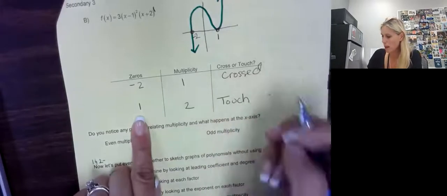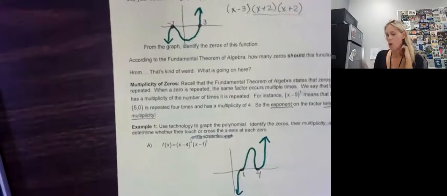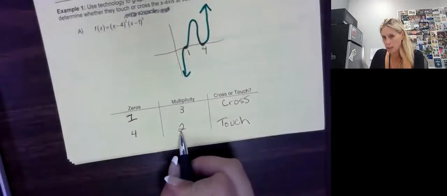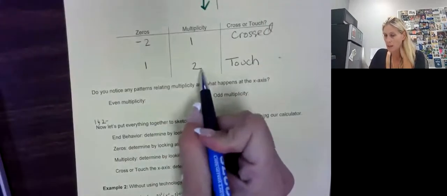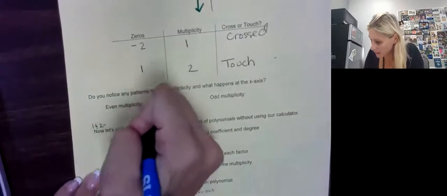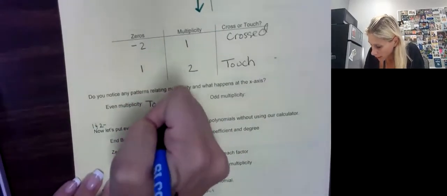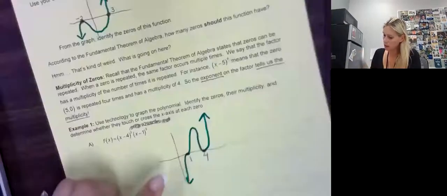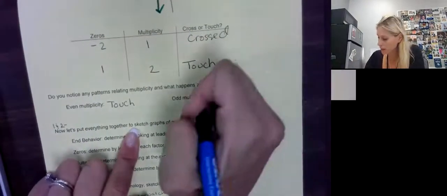All right, so if we went back and forth between these two examples here, what do you know that is the same about being able to cross or touch? Well, if you guys notice, the even multiplicities, so this one right here and this one right here, they touch. So even multiplicities touch the x-axis. And the odd multiplicity, look, this 3 right here crosses. This 1 right here crosses. So the odd multiplicities cross.